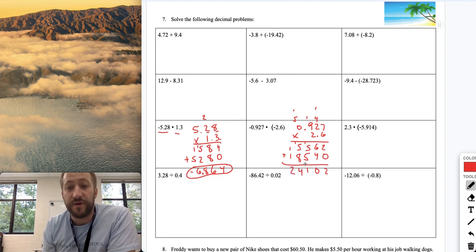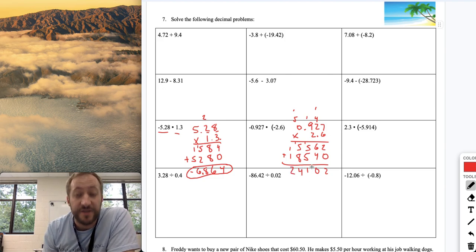Now, whenever I write my answer, I need to know where my decimal is going to go. I'm going to look in the problem and see how many numbers are behind the decimal in total. I've got 1, 2, 3, 4 numbers behind the decimal in my problem. I want 1, 2, 3, 4 numbers behind the decimal in my answer. And is this going to be positive or negative? Well, let's see. I have a negative times a negative. That's going to be a positive number. So this is my answer right here.